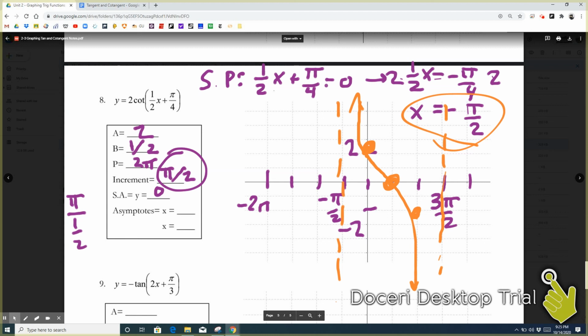All right, if we wanted to go in reverse, we'd go low, middle, high, and then asymptote. And then there's 2 periods. All right, so that's it.